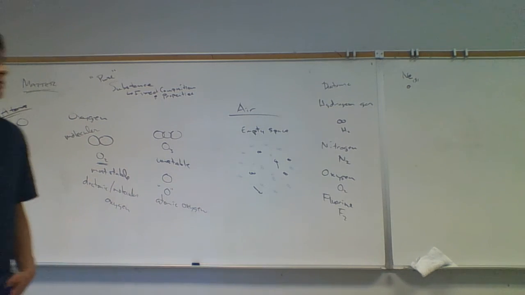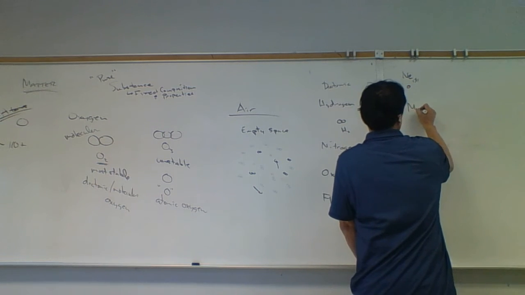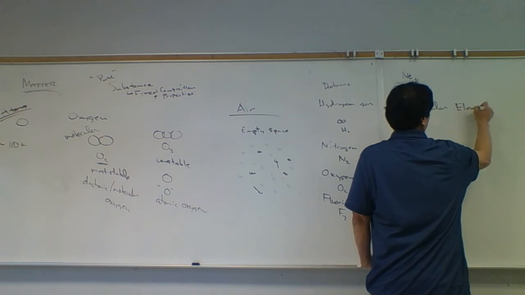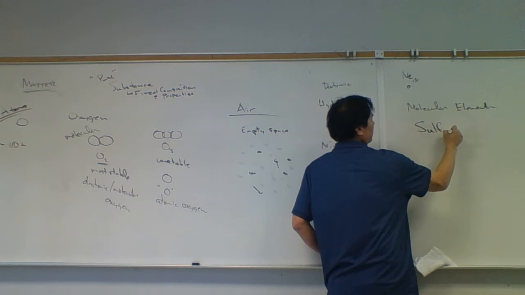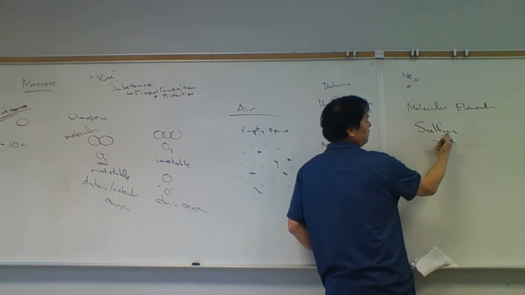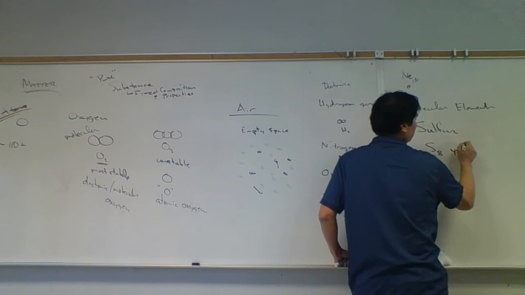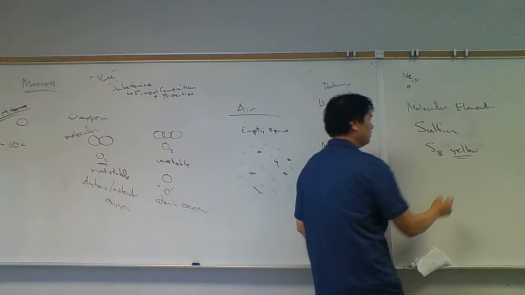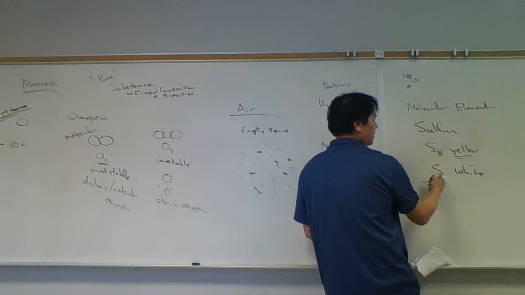Some of the other common molecular elements would be sulfur. Sulfur is spelled with a U. Is that right? Sulfur, yeah. And the most common is yellow sulfur. Yellow sulfur is S8. And then we have white sulfur. White sulfur we just represent as S.